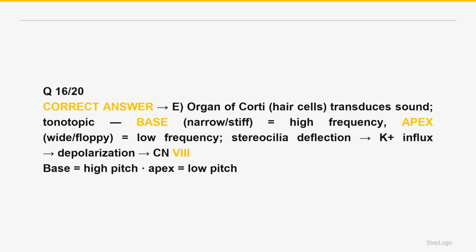Mechanistically, basilar membrane movement deflects the hair cell stereocilia, opening mechanically gated K plus channels. K plus from the high K plus endolymph flows in and depolarizes the hair cell, releasing neurotransmitter onto the cochlear CN8 nerve. This is why noise-induced and high-frequency hearing loss damages the base first. The tonotopic base high, apex low, organ of Corti transduction is correct.